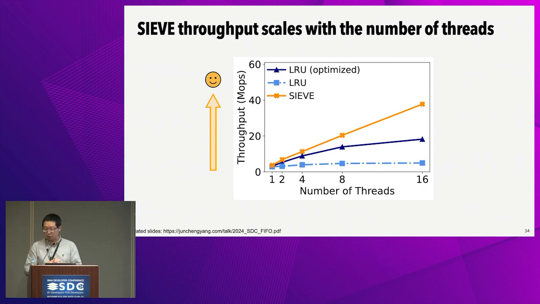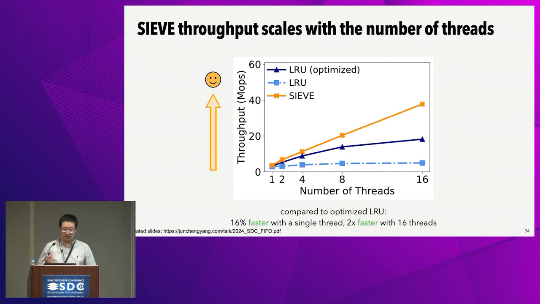Because sieve does not require locking at each cache hit, it also achieves superior scalability. So similarly, in this figure, Y shows throughput, X shows number of threads. And we can see that sieve, compared to LRU and optimized LRU, achieves better throughput at both single thread and 16 threads.